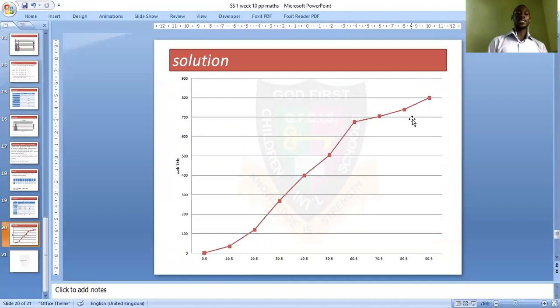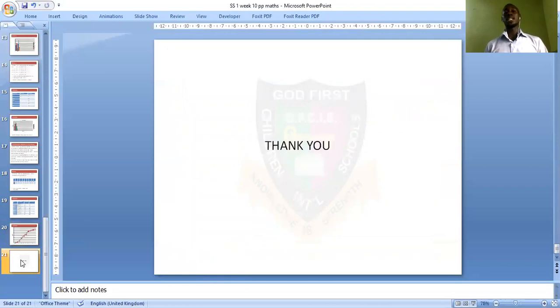So I would like you to practice it. Plot the point of each cumulative frequency against the upper class boundary to get your points, and these are the points. Then you join them together to get your curve. So this is the statistical graph for this topic.